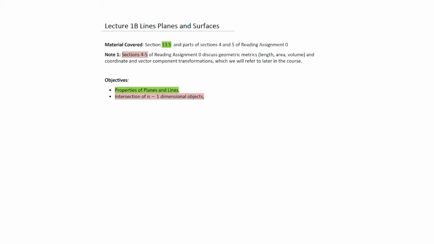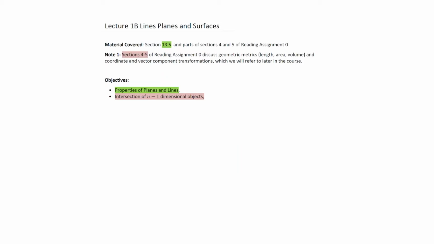And just a general note that sections 4 and 5 of Reading Assignment 0 discuss geometric metrics such as length, area, and volume, and coordinate and vector component transformations, and these we will refer to later in the course.